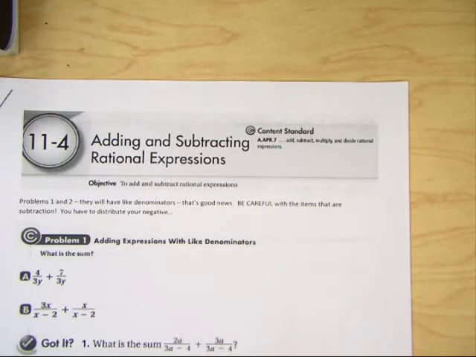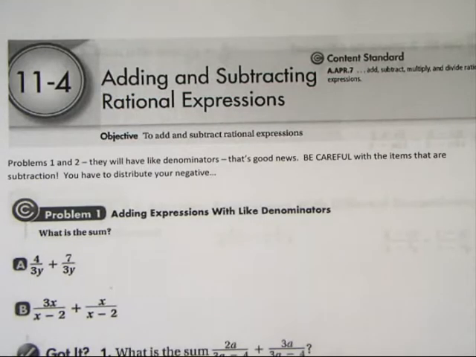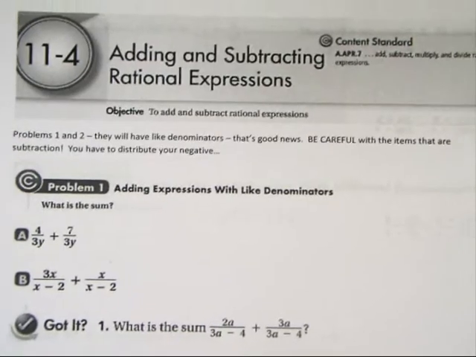As we move on to 11.4, we're going to learn how to add and subtract these rational expressions that we've been dealing with. Again, factoring skills are essential to be able to understand this. We're going to talk first about problems that have common denominators, and then we're going to talk about problems that don't have common denominators. Main thing is always try to factor first. If you can't factor, then move on.